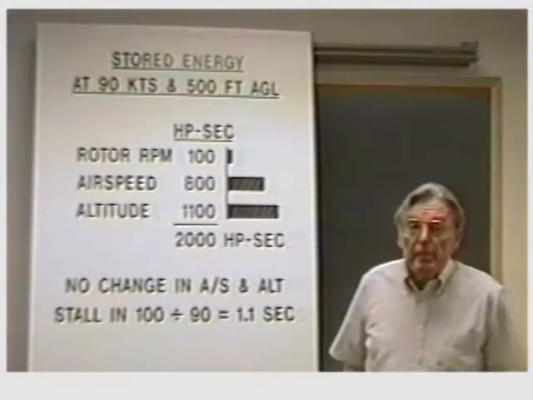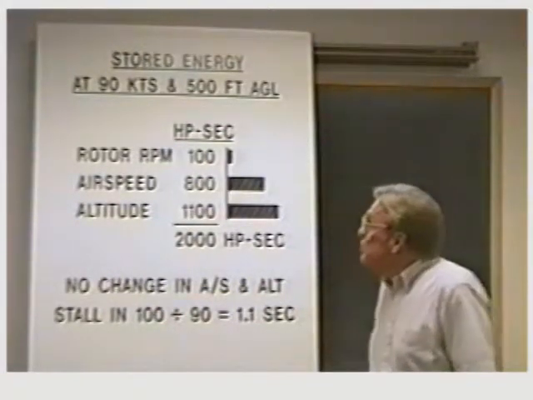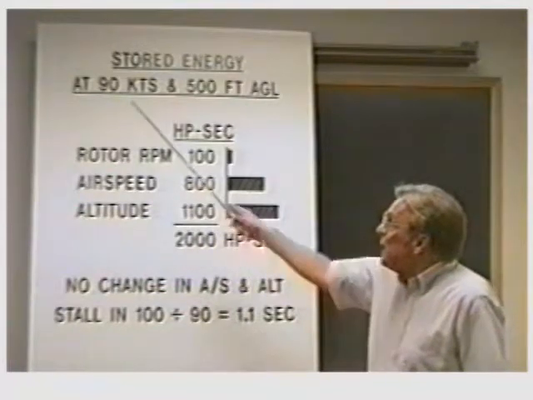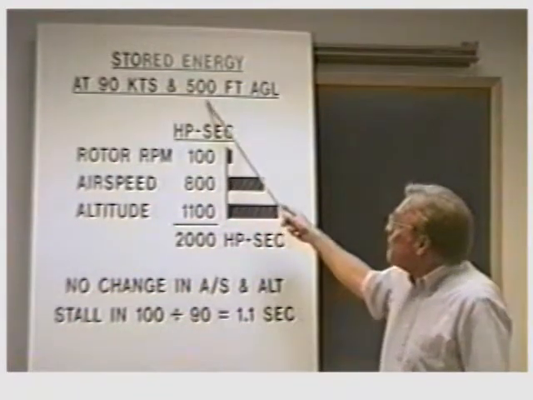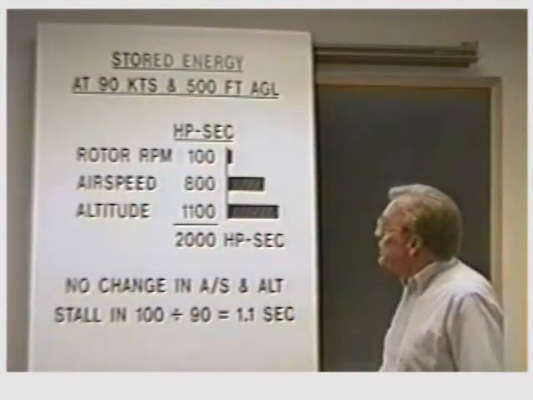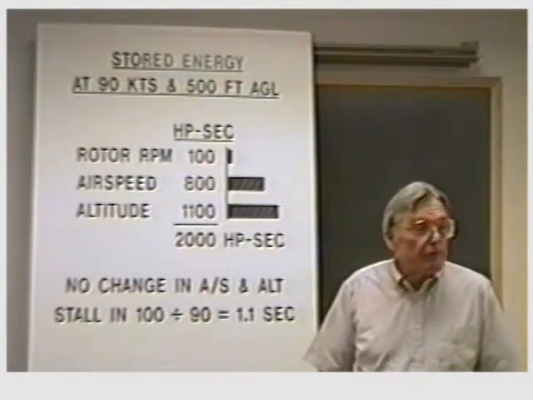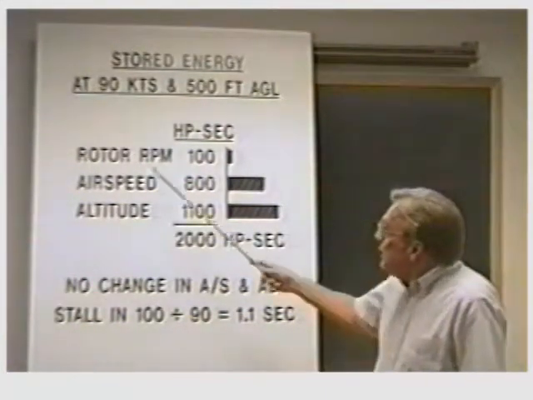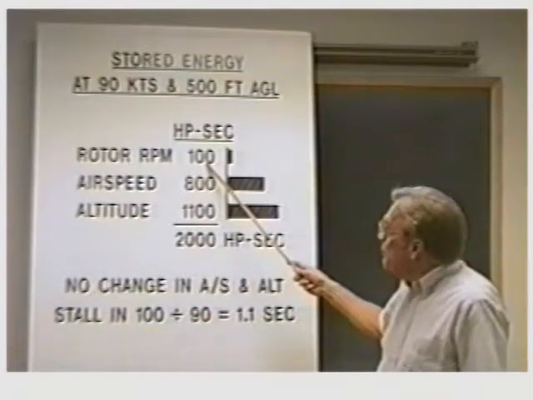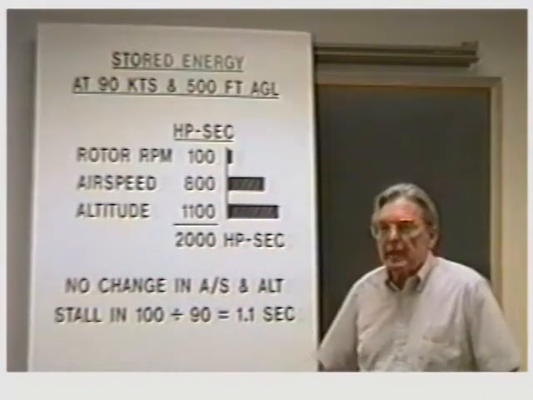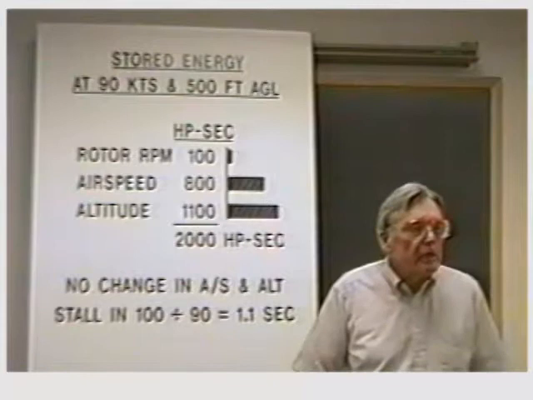Okay, let's take a look at a typical flight condition. Let's suppose we're in a high-speed cruise at 90 knots, 500 feet AGL. This is what the stored energy picture would look like for your helicopter. In your rotor RPM, you would have approximately 100 horsepower seconds of energy stored that could be recovered.